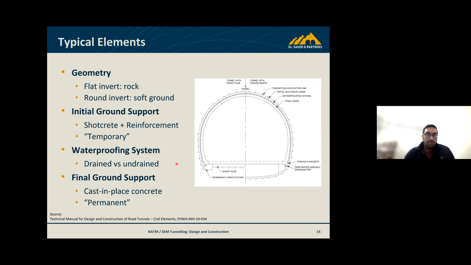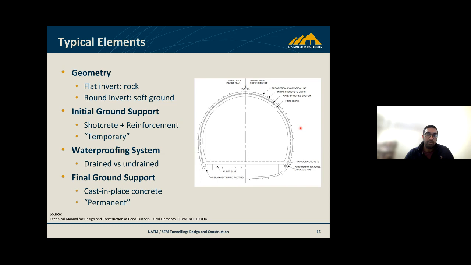Typical elements within an SEM tunnel: the geometry, so flat inverts are usually associated with rock, round inverts usually associated with soft ground. Initial ground support, we're looking at shotcrete and reinforcement, temporary in the temporary case. Then you have the waterproofing system, drained versus undrained. That's essentially whether you have a tank system whereby the waterproofing goes all the way around the tunnel and tries to keep all water at bay.